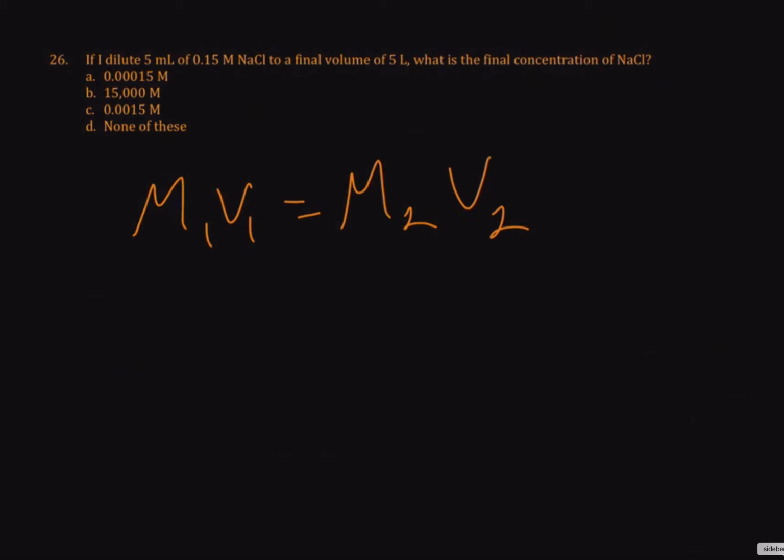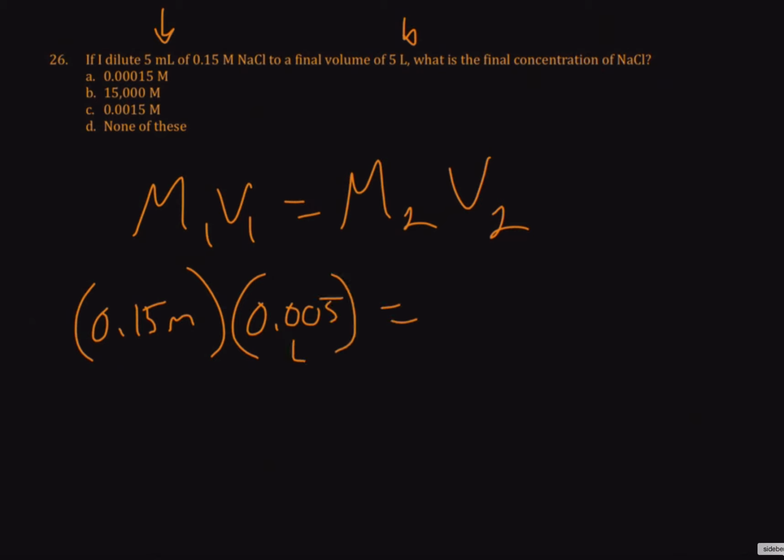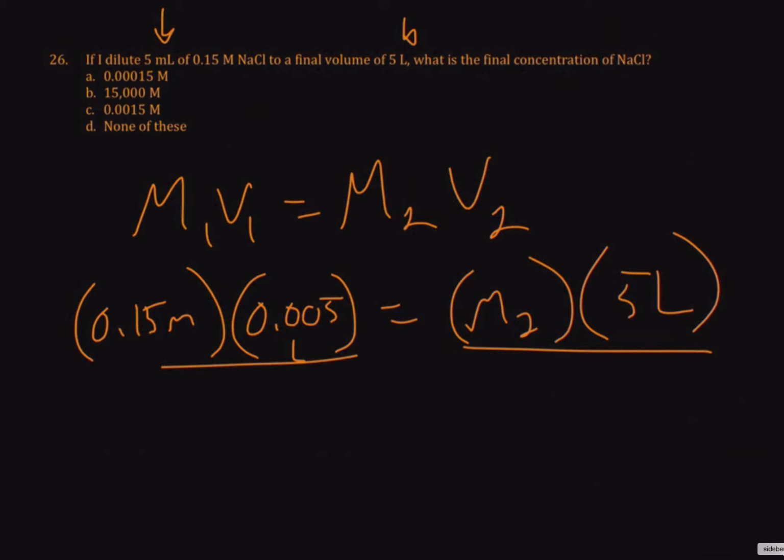So then I've got to plug in the numbers that I'm given, and I've got to make sure that they're in the same unit, since the volume here is in 2 different units. It doesn't matter if you convert liters to milliliters or milliliters to liters. Either way, you're moving the decimal 3 times. So for the 0.15 molar solution, I'll convert 5 milliliters to liters, which is 0.005 liters, which means the final molarity times 5 liters is the concentration we're looking for.